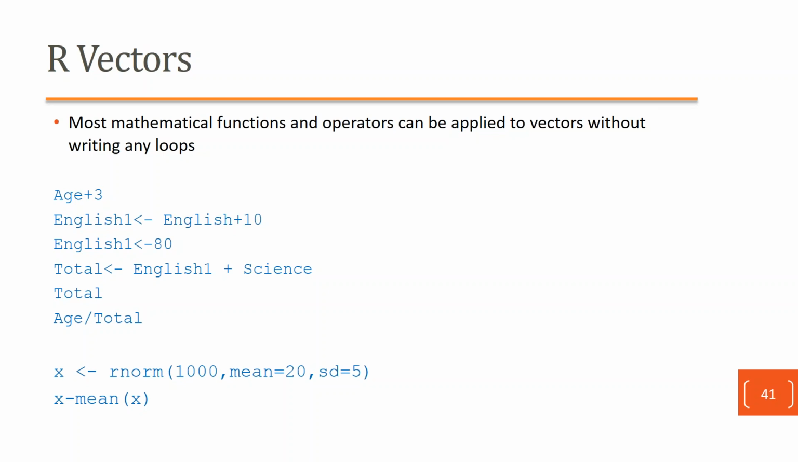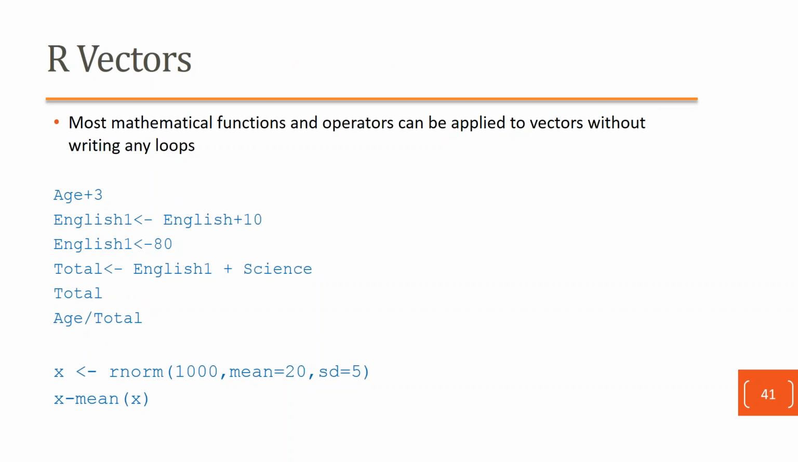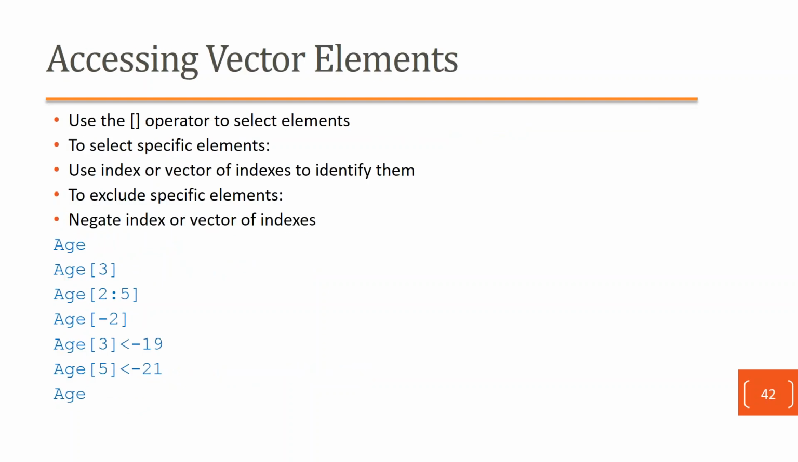Okay, moving to the next one. Accessing. We have the vectors. Now how do we access the specific elements of the vector? This is a very important slide, because later on we will be specifically accessing. When we download a data set, each variable will be stored as a vector, and sometimes we want to focus on particular rows or columns. So we need to know how to access.